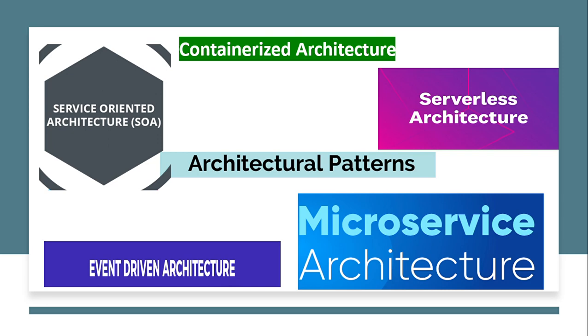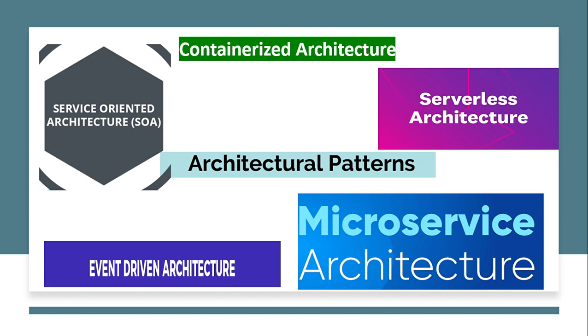Hello viewers, today we'll talk about some of the top 5 architectural patterns. The top 5 architectural patterns are serverless, microservices architecture, event-driven architecture, service-oriented architecture and containerized architecture.